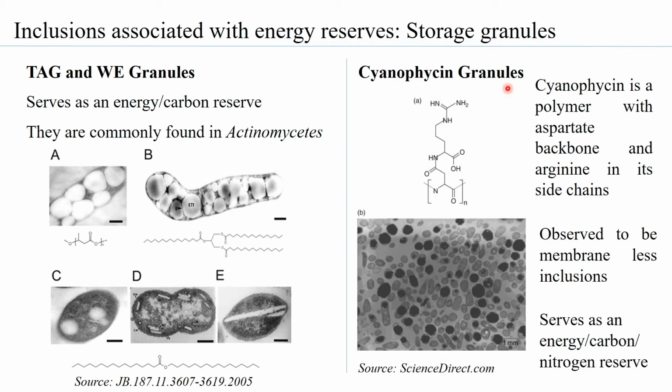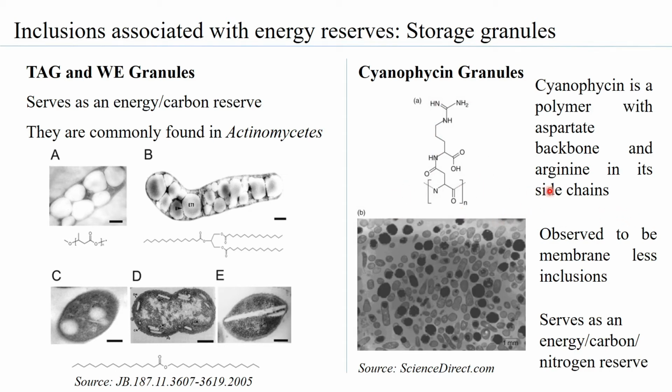Likewise, there is something also called as the cyanophycin granules. What is interesting to note is that the cyanophycin granules are made up of, its backbone is basically aspartate, and the side chain of the aspartate is attached to arginine. Therefore, it is basically going to be a polymer of amino acids, that is aspartate and arginine.